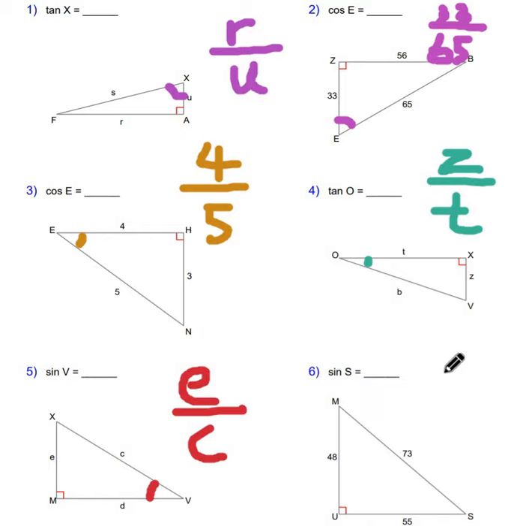And similarly, if we want to try another question, such as question 6, what we want to do first is to mark the angle S. The diagonal line is 73. And because you know 55 will eat the angle alongside 73 for angle S, what you want to do is include 48 as the numerator.